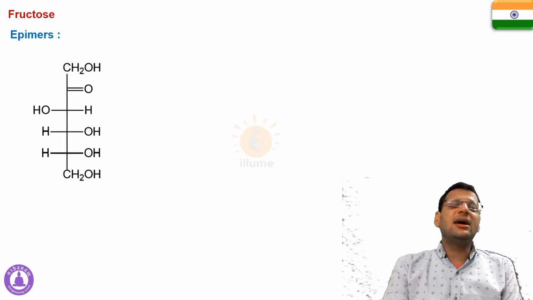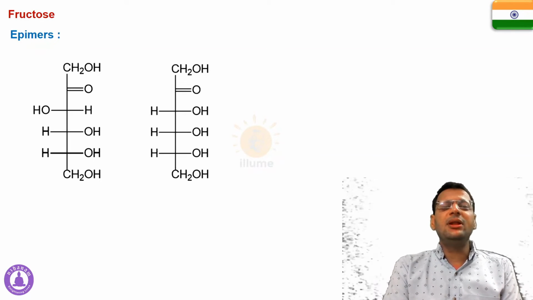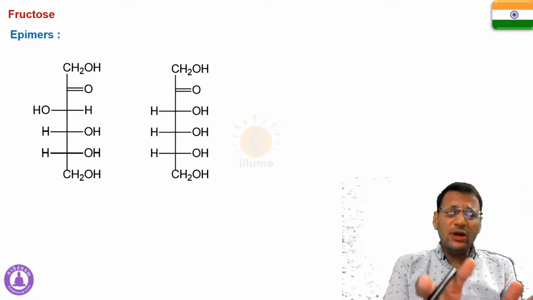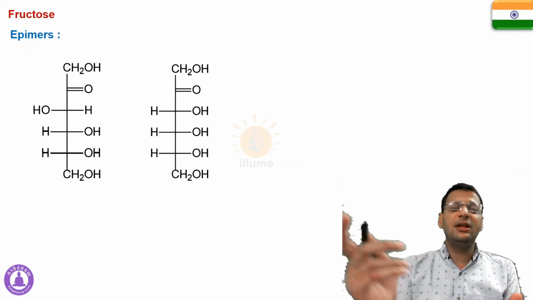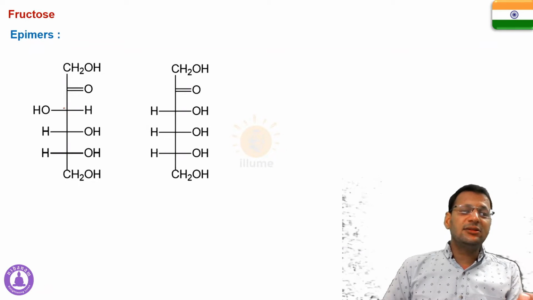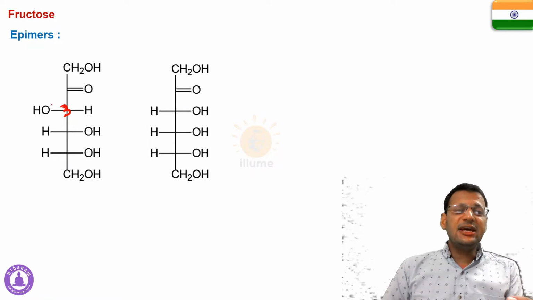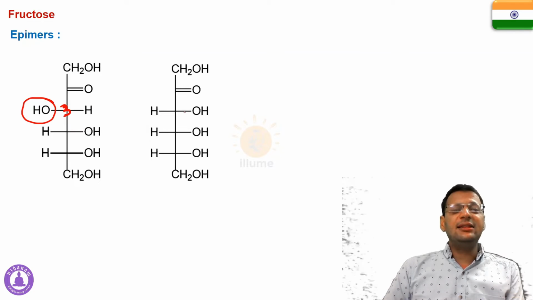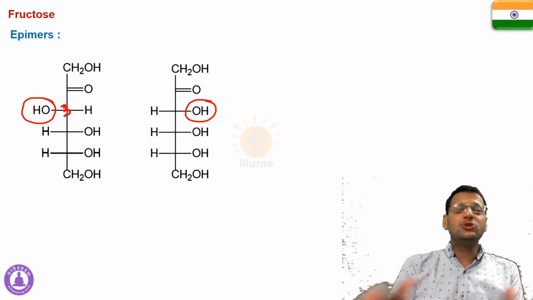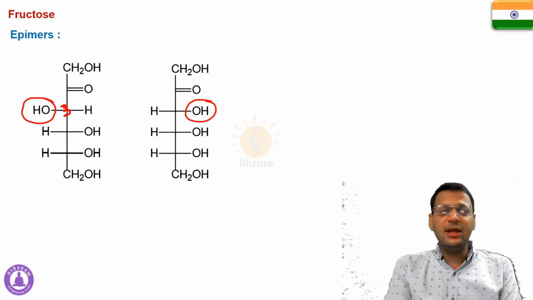Epimers. Now epimers are again isomers, but they are not mirror images of each other. These are two epimers and you can very well appreciate that they are not mirror images. The only difference lies in the third carbon atom. This is the third carbon. Now in this case OH is on the left side and in this case OH is on the right side. So these are isomers and not mirror images.